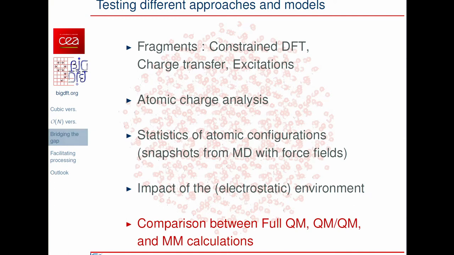We do that in water, for instance, and an idea we are exploring now is to use a force field to do molecular dynamics. Then we extract some snapshots and calculate quantum mechanical quantities, for instance the atomic charge and the overlap of the orbitals, and then we can have statistics on that. So combining classical and DFT is feasible. Another point is to have an idea of the impact of the electrostatic environment, using an explicit or an implicit solvent and comparing all these results.